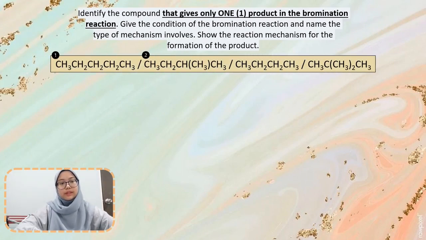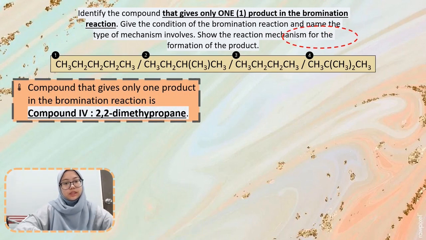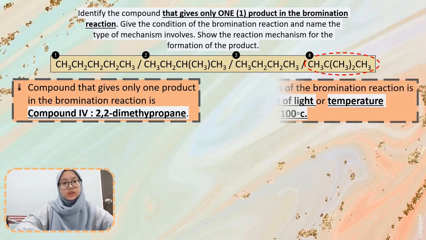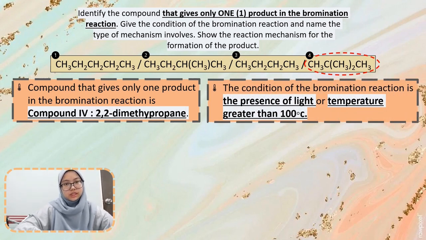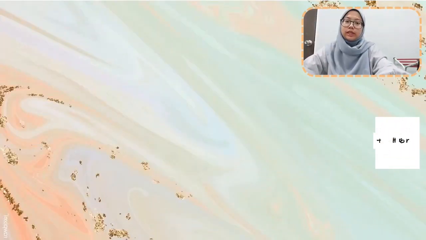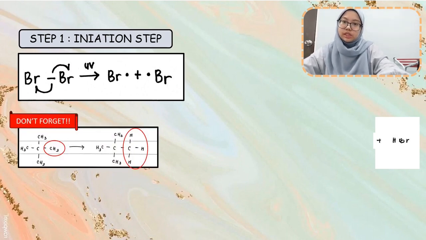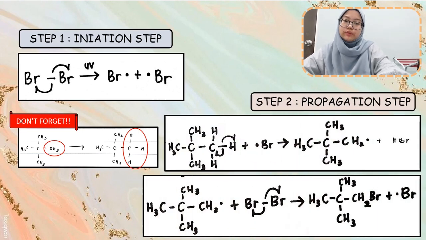Based on all 4 compounds that have been given, there is only one compound that produces only one product in the bromination reaction, which is 2,2-dimethyl propane. The condition of the bromination reaction is the presence of light or temperature greater than 100 degrees Celsius for free radical substitution. As you can see here, one bromine is attached to CH2, but how does this happen? There are 3 steps for the reaction mechanism of free radical substitution, which are initiation, propagation, and termination. So the first step is the initiation step. A bromine molecule is transformed into 2 bromine free radicals.